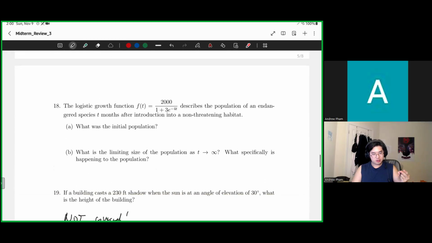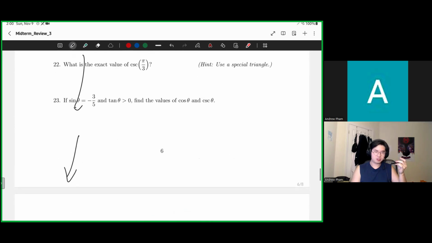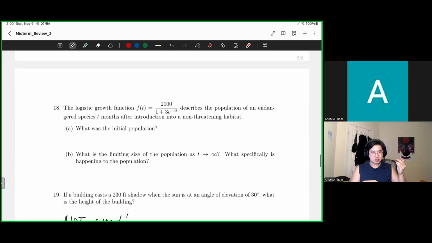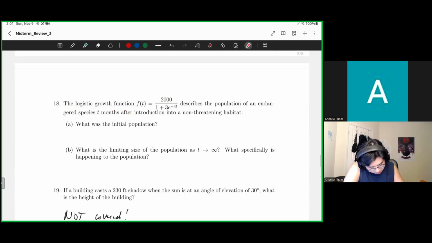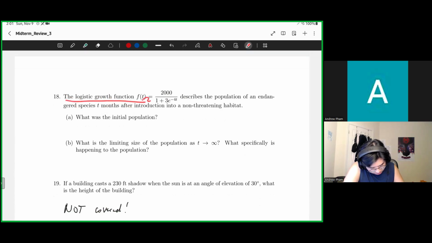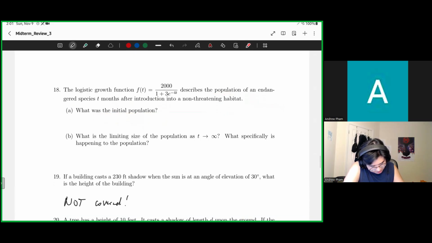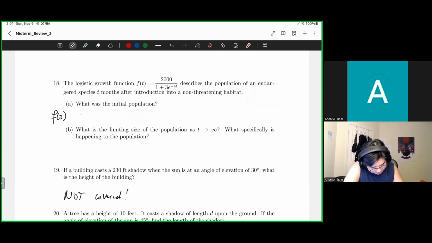And then for the last one, everything else is just trig and we won't cover it. This is another exponent application problem with exponential growth. Okay, so the logistic growth function is given by f of t. It describes the population of an endangered species t months after introduction to a non-threatening habitat. And the first question asks, what is the initial population? So essentially solve f of 0, set t equal to 0.